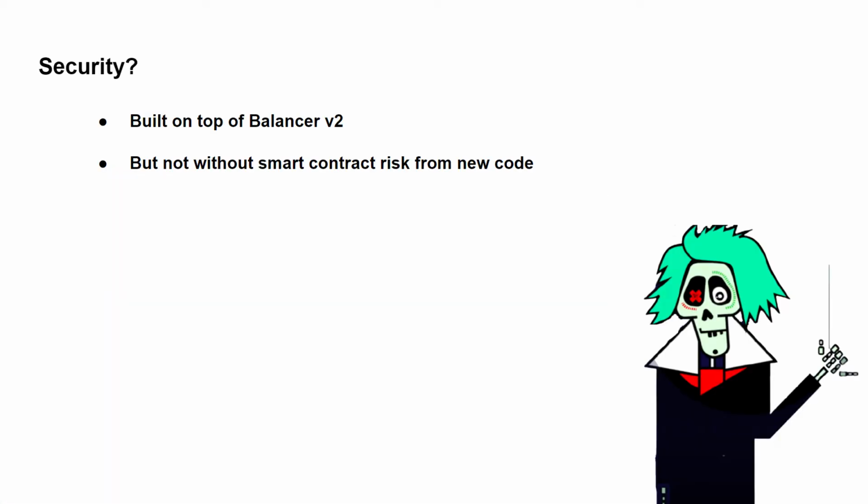That's not to say that there is no smart contract risk on Beethoven. There can still be bugs in the new code that they have written that can be exploited by hackers. It's just that there's a good amount of confidence in their legacy code. This is just a reminder to never invest what you can't afford to lose.